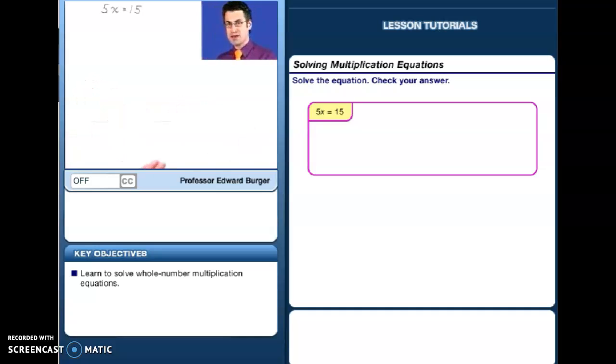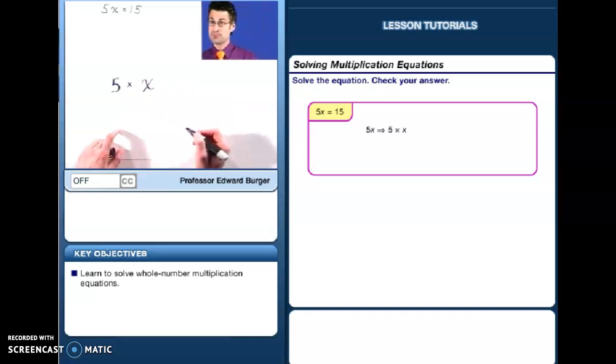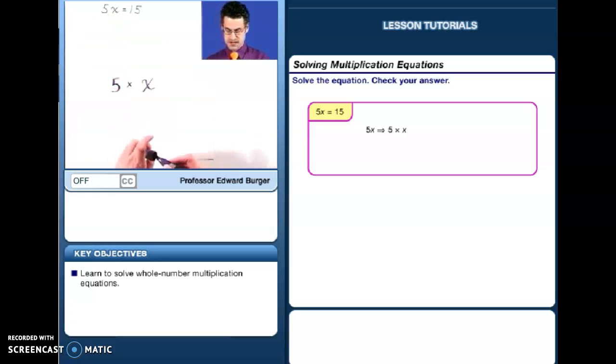Now, first of all, I just want to remind you something. This is just between us. But remember what 5x actually means. It actually means an invisible times. It's technically 5 multiplied by x. So there's an invisible multiplication that's understood here. So this is 5 times x equals 15.